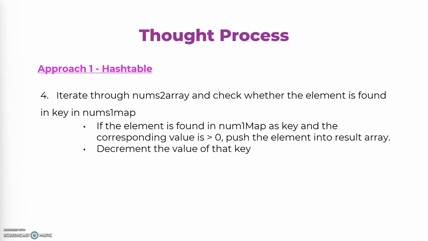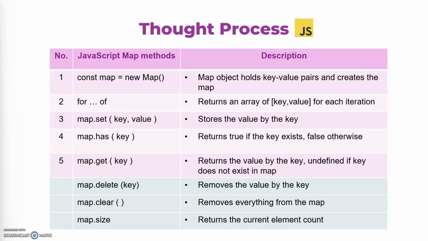In step 4, we will go through the nums2 array and we check if the element is found in the key. If there is, and also the corresponding frequency, the value, is greater than 0, we push that element into the result. After that, we will decrement the value of the key.